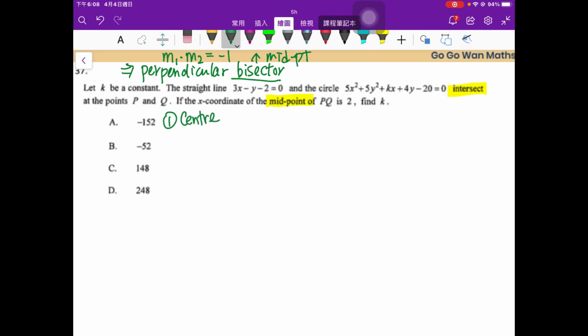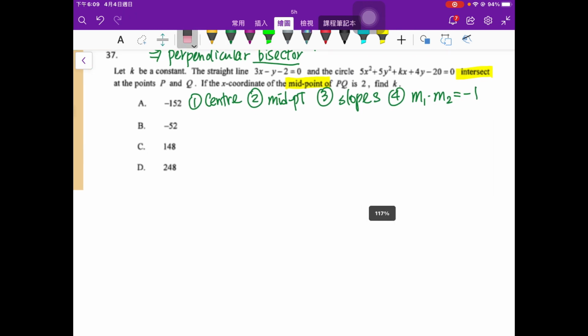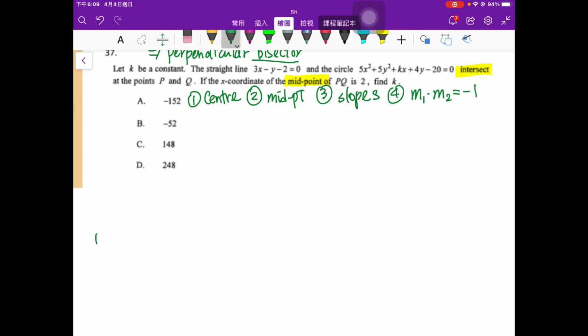The first step is to find the center. The second step, the midpoint. The third step, we need to find the slopes. And the last step is to use the perpendicular formula that says slope 1 times slope 2 equals -1. Now, we are doing the first step, center.